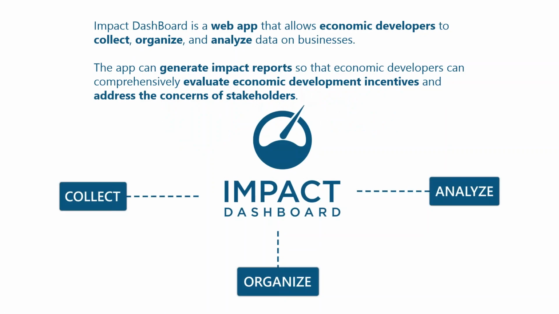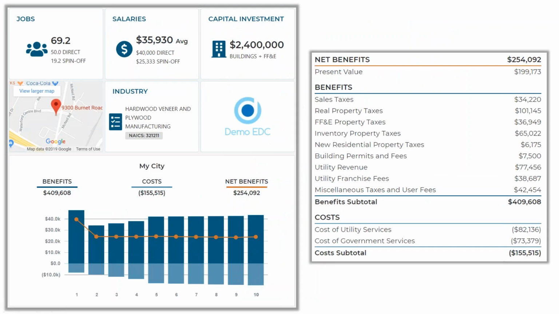Essentially, Impact Dashboard is a web app that allows economic developers to collect, organize, and analyze data on businesses. So the app can generate impact reports so that economic developers can comprehensively evaluate economic development incentives and address the concerns of stakeholders. So what does that look like? We have some screenshots here I can show you before we get into everything completely.